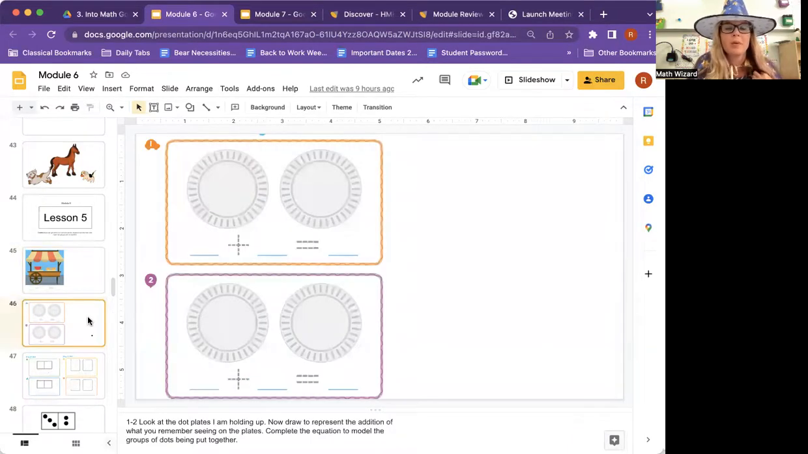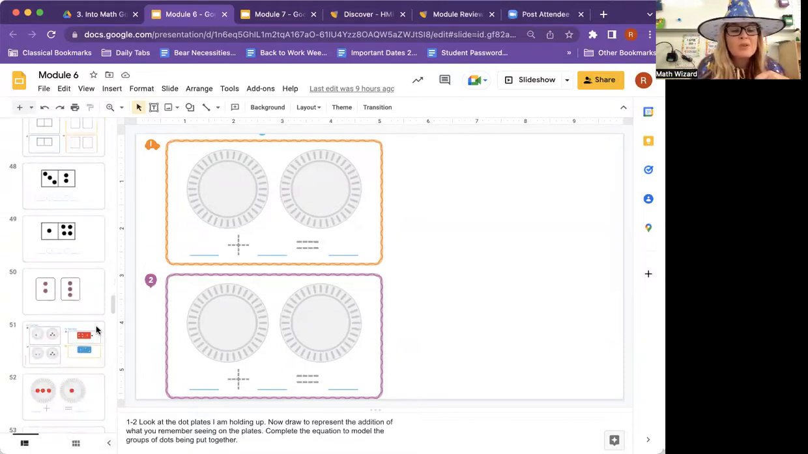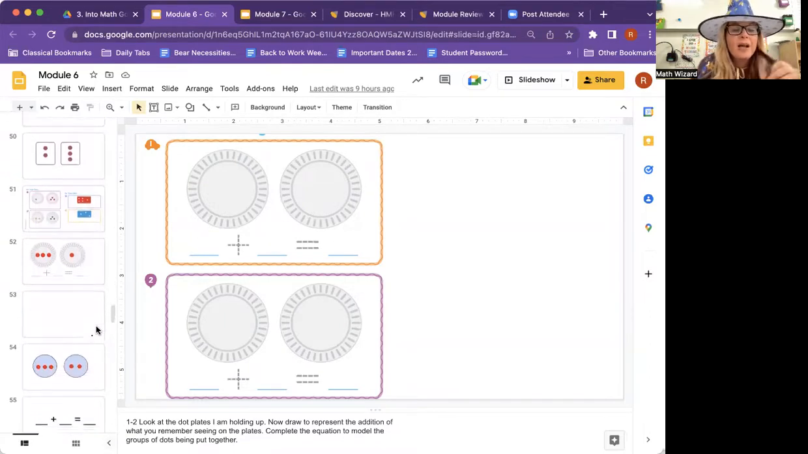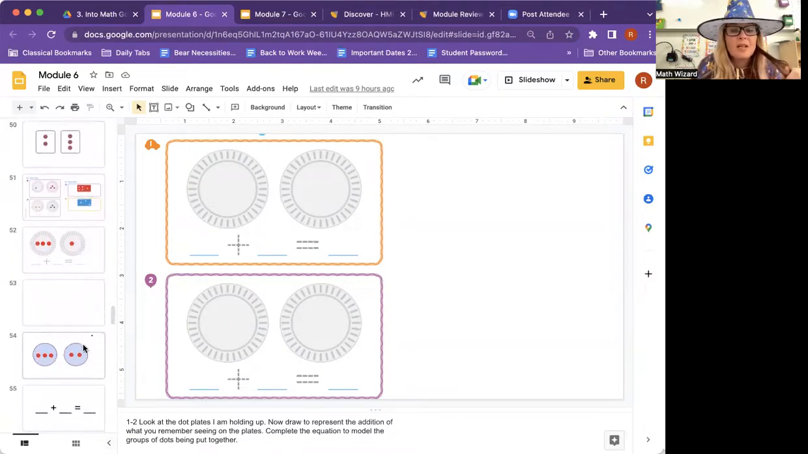Here we go. Question number 1. Look at the dot plates I am holding up. Now draw to represent the addition of what you remember seeing on the plates. Complete the equation to model the groups of dots being put together. Now, you don't see dot plates that I'm holding up, do you? So I am going to do that now. Are you ready?